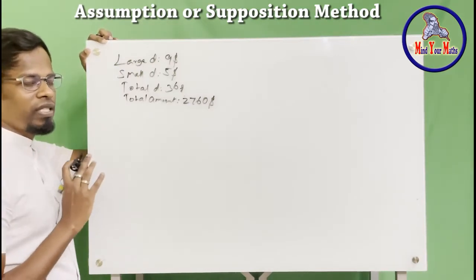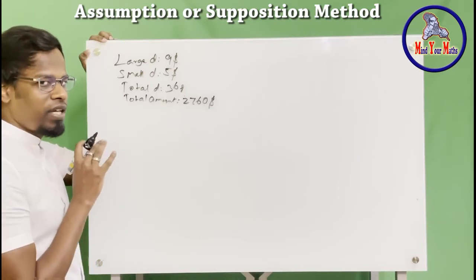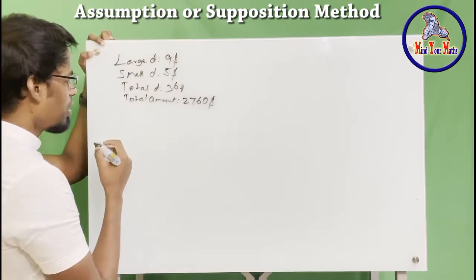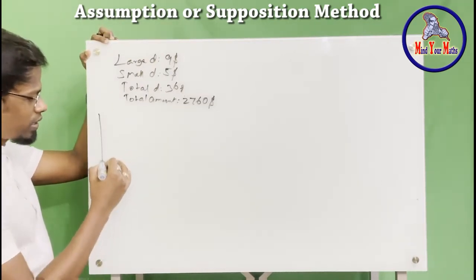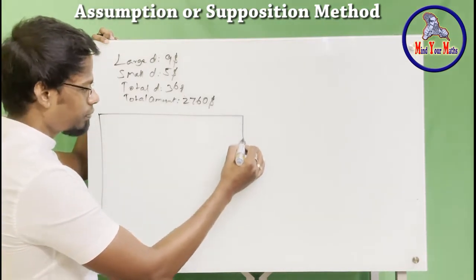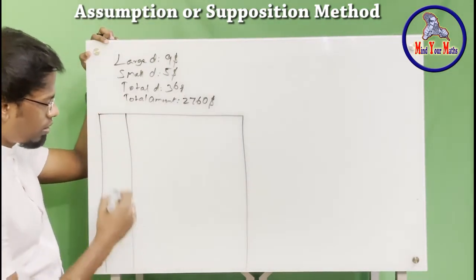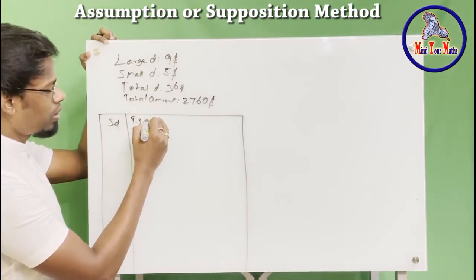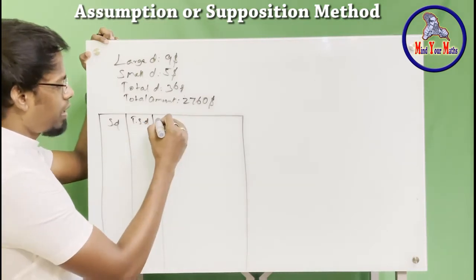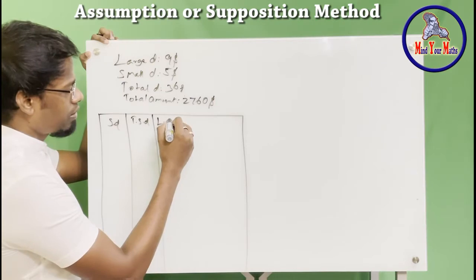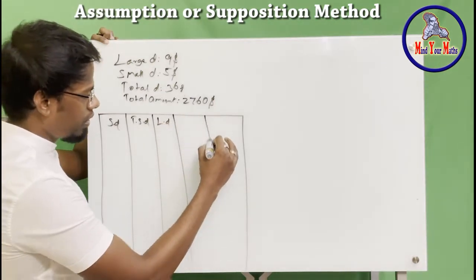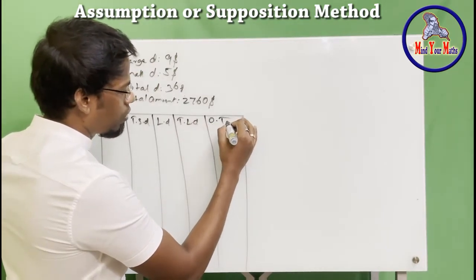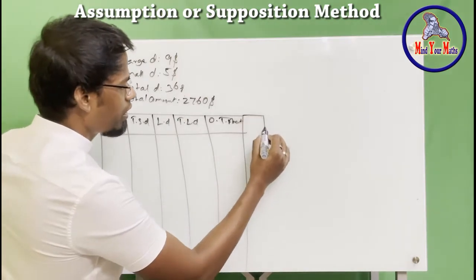Now we are going to solve this using the guess and check method first, and then I will show you the assumption or supposition method. For the guess and check method, let's draw the table as usual: the number of small durians and the total money for the small durians, the number of large durians and the total money for the large durians, the overall total amount, and here we are going to have the check.